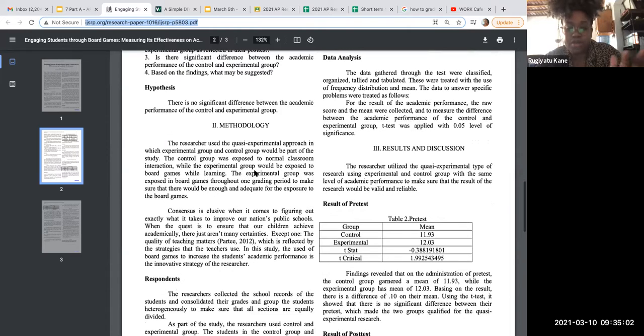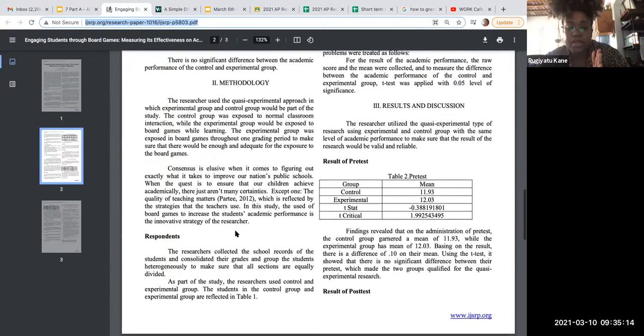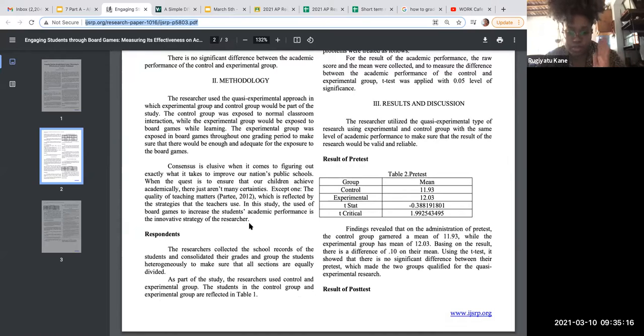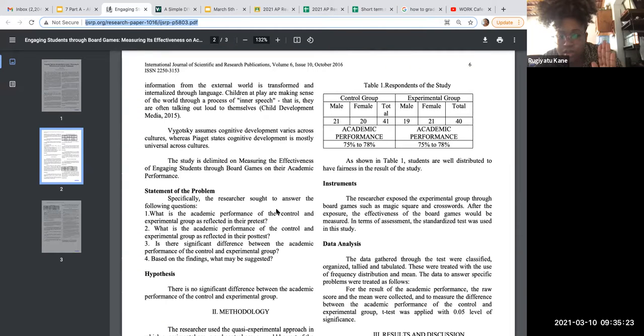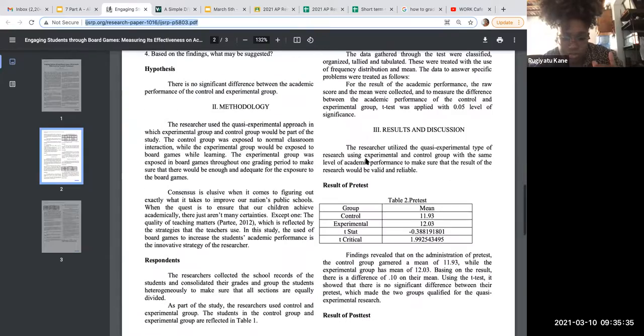So in terms of the methodology, the control group was exposed to normal classroom interaction, whilst the experimental group had board games while learning. They looked at the different responses. Let's see, I'm speeding through this. Okay, so in terms of the academic performance, this I believe is their academic performance before the test.